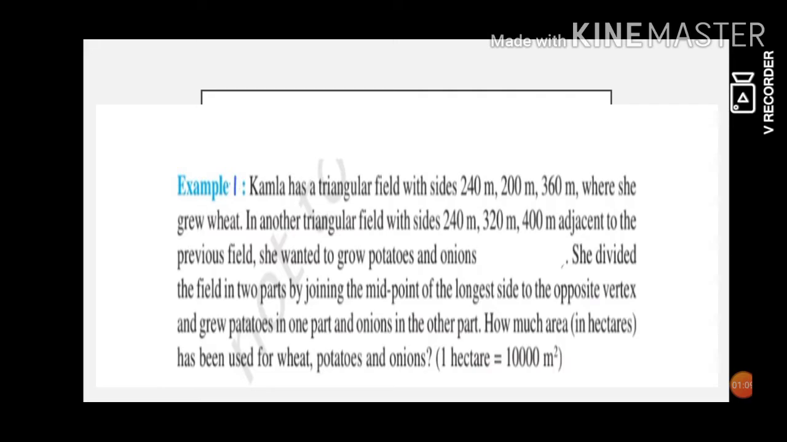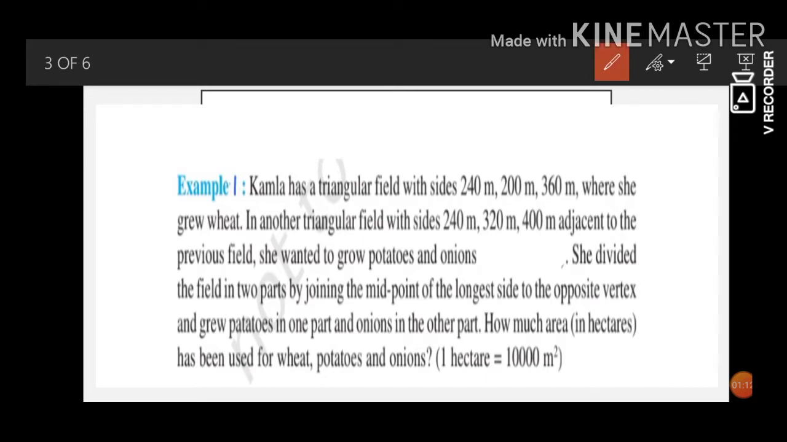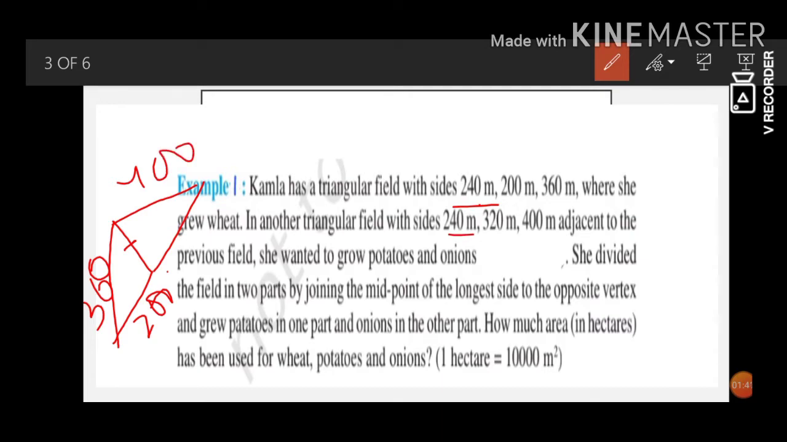Since the diagram is not there, let us try to construct the diagram. You can see in both the fields 240 is a common side. So this is 240, 200 and 360. To it, another adjacent triangle is there with 240, 320 and 400. So this common side is the 240.